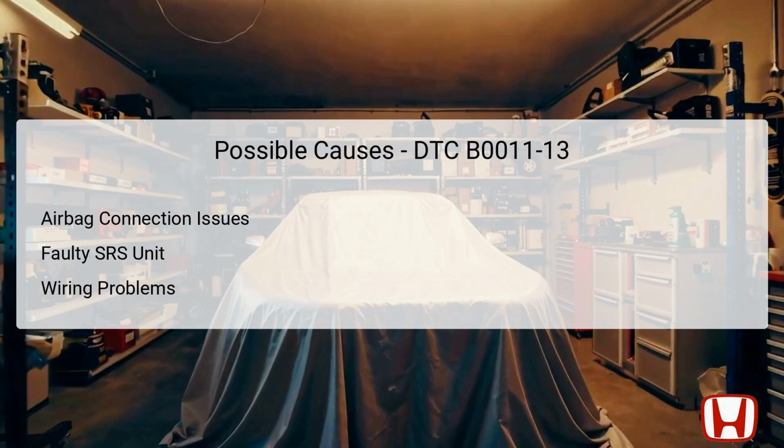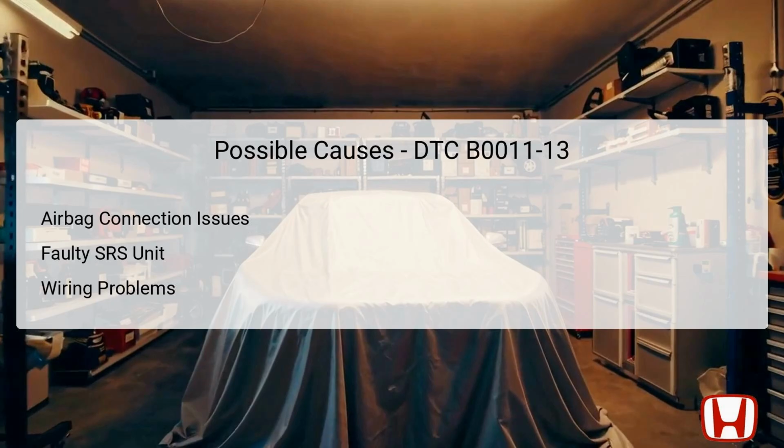B0011-13. There are several potential causes for DTC B0011-13. One leading cause is issues within the connections to the front passenger's airbag. If the airbag inflator connector is not secure or is damaged, it could result in increased resistance being detected.